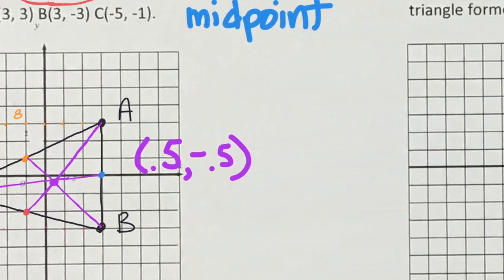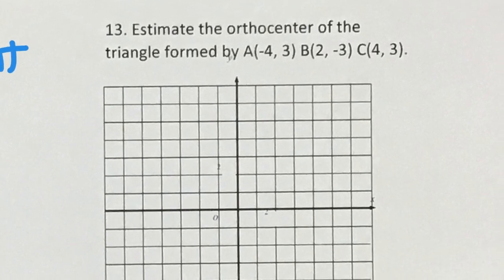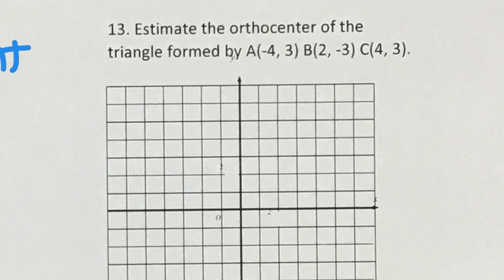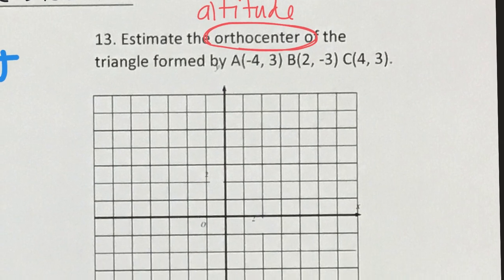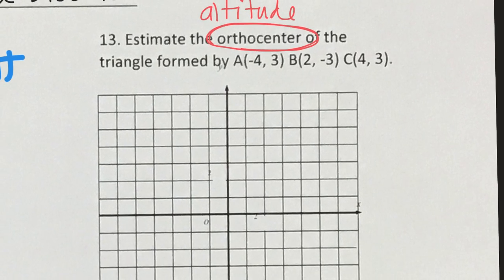Let's look at number 13. Here we're trying to find the orthocenter. If I am going to graph the orthocenter, what lines do I need to graph? The altitudes. So let's put our triangle on your grid, and then let's see how we're going to graph the altitudes. Now that we have your triangle on here, let's think about how we would graph an altitude.